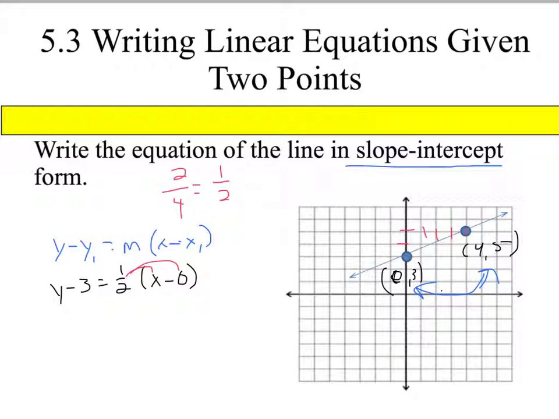Simplify. Remember, distribute. Y minus 3 is equal to half x. What happened to that 0? Well, half times 0 is 0. Doesn't do anything to our equation. So from here, we're going to add 3 to both sides. And I'm going to have y is equal to half x plus 3. Okay, right there. That's my answer.